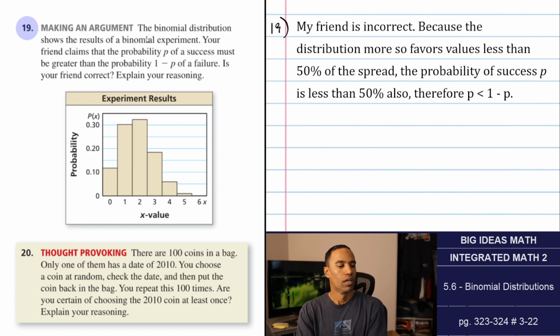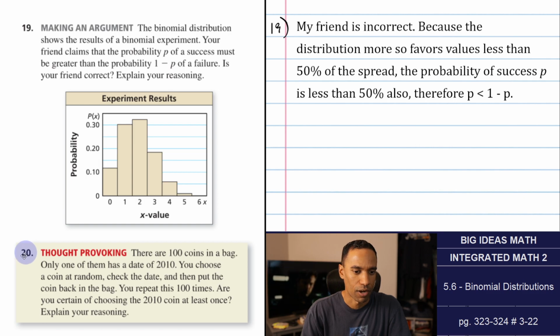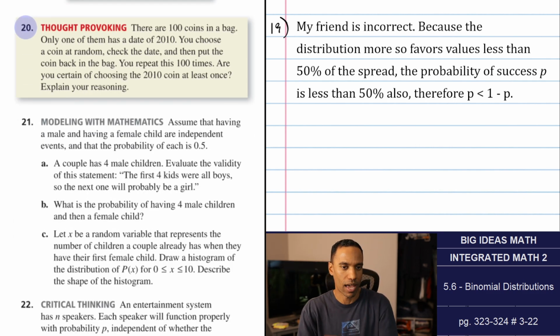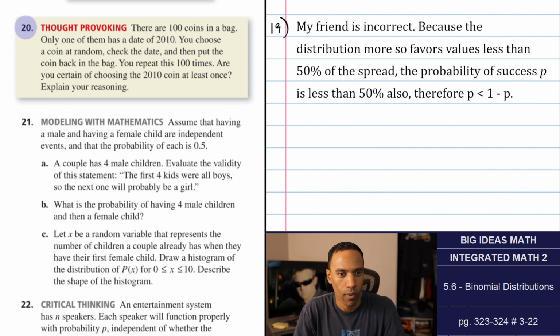My friend. Number 20, thought-provoking. Scary. There are 100 coins in a bag. Only one of them has a date of 2010. You choose a coin at random, check the date, then put the coin back in the bag. You repeat this 100 times. Are you certain of choosing a 2010 coin at least once? Explain your reasoning.